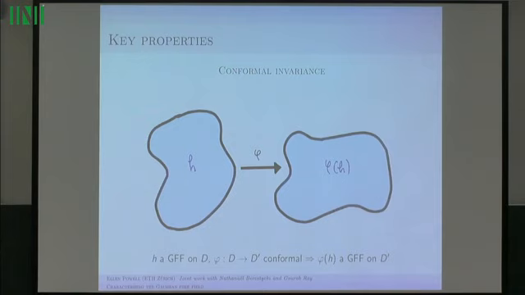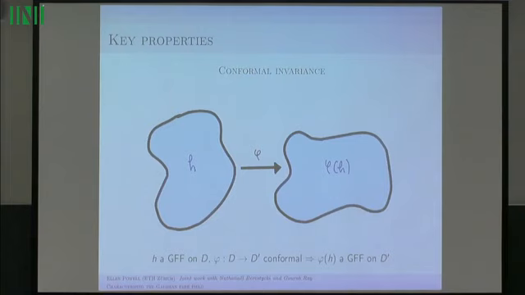So the first one is conformal invariance. What does this say? Well, if I have some domain D and another domain D prime and a conformal map phi between them, if I take a Gaussian free field on the first domain, I can also look at the field that I get by taking the image of this original field under phi. And then I can ask how does this field, phi of h, relate to a Gaussian free field in the image domain? Conformal invariance just says that these two things have exactly the same law.